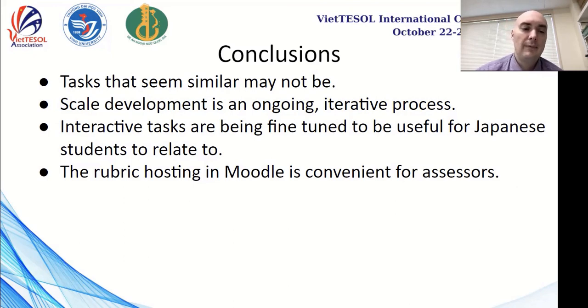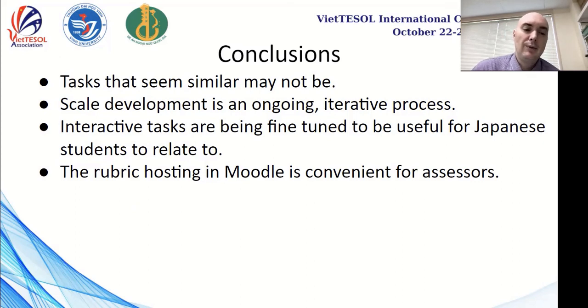We also, related to the tasks not being similar, but in a slightly different vein, find that interactive tasks are being fine-tuned to be more useful for Japanese students to relate to. Some of our initial questions were general questions that we thought would work for anyone. But then as the Japanese students started answering them, we realized that they didn't really have some of those life experiences or ways of thinking about things. So we decided we should go back and look at our questions, so that our audience can successfully navigate the questions without any issues. We don't want cultural barriers to prevent them from being able to speak about something.